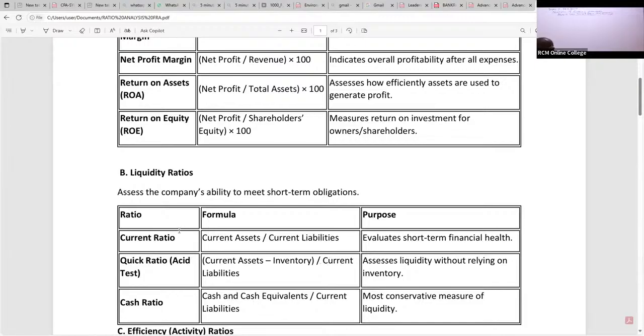How about quick ratio? Pretty similar to current ratio, except that for quick ratio, we deduct inventory, because it's not easy to convert inventory to cash. So you deduct inventory out of current assets, and then, of course, you divide this by current liabilities. Then now we have the cash ratio. Under the cash ratio, amongst these current assets, we take cash and cash equivalents only, and then we divide by current liabilities.